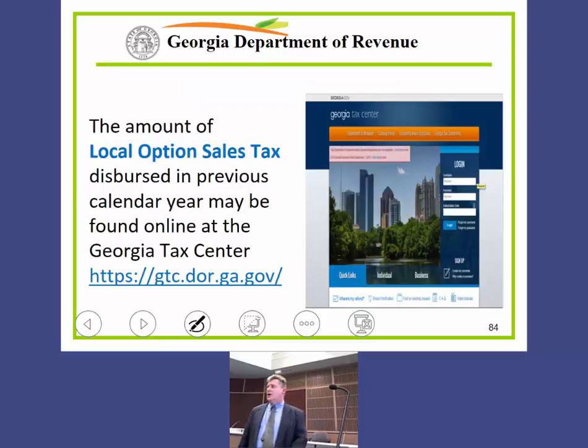And the amount of the local option sales tax, as Jonathan indicated, you can find on our website, the Georgia Tax Center. Once you get to this page, you can select the link on the bottom, I think the business link, and that will give you a drop down for sales tax distribution. And the next screen is pretty much menu driven. You just enter your tax jurisdiction and the time period you want the local option sales tax distributions for.